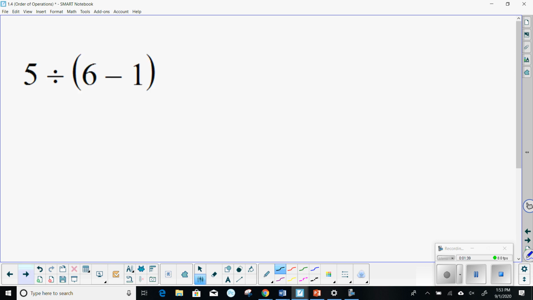Here is our first one. I've got 5 divided by (6 minus 1), so think about your order of operations. We're going to start with the grouping, the parentheses. The 6 minus 1 is grouped together, so do that first. So 6 minus 1 is 5. Now all I have left is the division, just one operation, right? So divide those and we get 1.